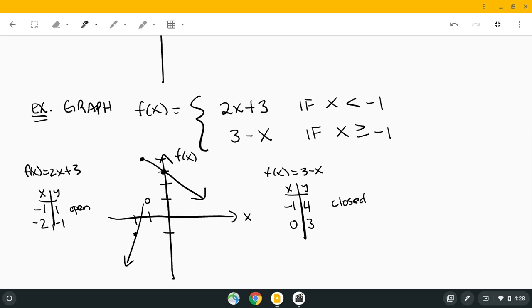Again, we don't draw the entire graph, because we only have this for the x values that are greater than or equal to -1. So that would be only on the right side of -1. And we have this graph for x values less than -1, which is to the left of -1. Make sure you don't graph this one past -1. -1 is where the transition happens. That's when one graph stops and the other one begins.